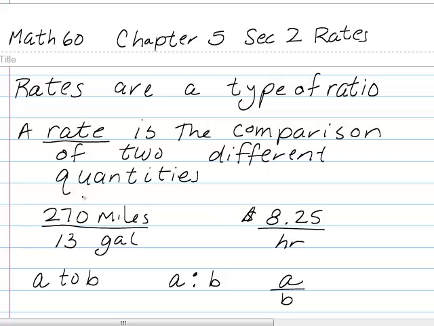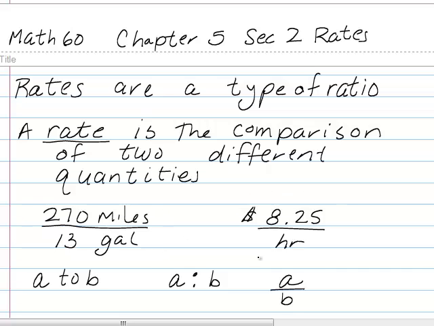This is an example of that, 270 miles per 13 gallons of gas. Or I have a ratio of 270 miles to 13 gallons of gas. In this case, our numerator is miles and our denominator is gallons, and we can tell those are different quantities. They're not the same units. So again, we can say this is 270 miles per 13 gallons of gas. I can say I drove 270 miles for 13 gallons of gas, and so on. That's the way we look at this kind of a rate.